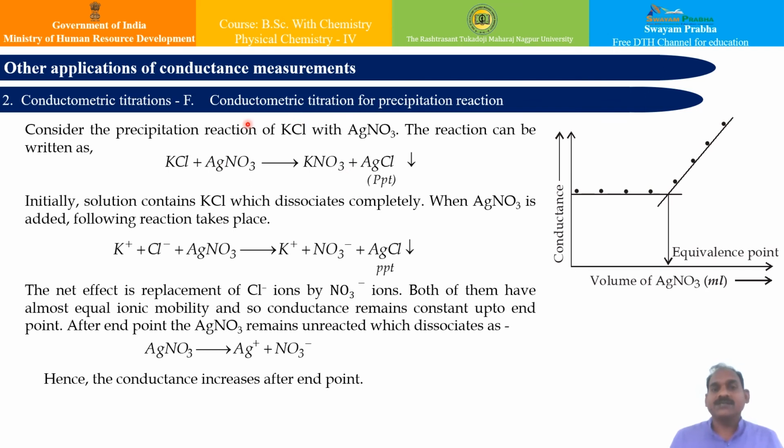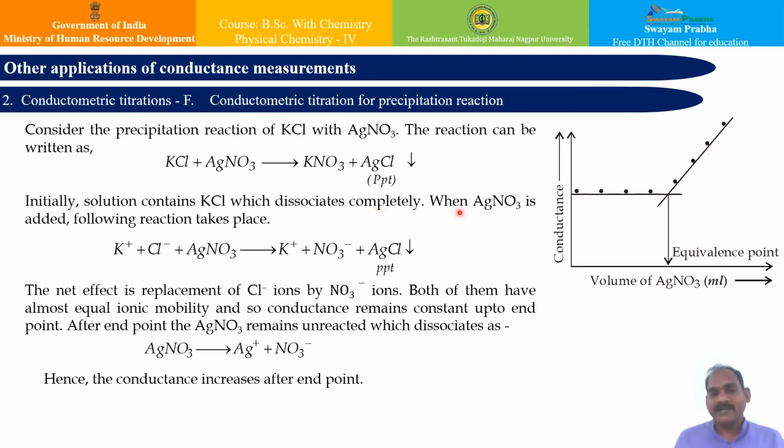Next type of titration is conductometric titration for precipitation reaction. Now consider the precipitation reaction of KCl and silver nitrate, potassium chloride and silver nitrate. So the reaction can be represented as KCl plus AgNO3 will give you KNO3 plus a precipitate of AgCl, silver chloride. Initially, the solution contains KCl, which dissociates completely.